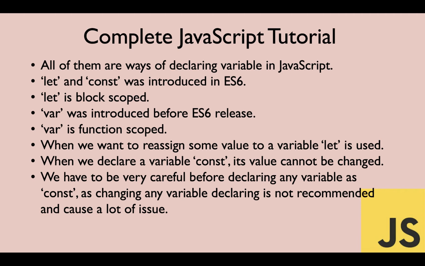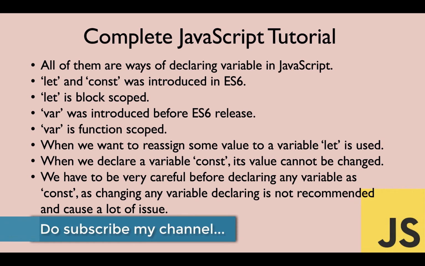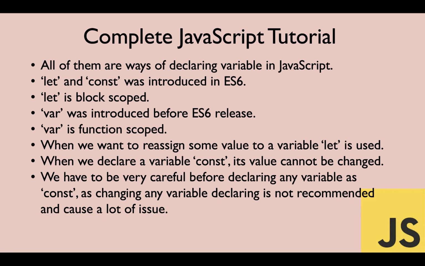There's one more point I want to highlight here: whenever we use constant we have to be very careful, because as I told, it cannot be changed at any point of time. If we have to move from constant to let, it becomes a lot of problem because the entire behavior of the code changes and it causes a lot of regression and bugs. So we should avoid using constant. Only when we are sure that this particular variable will not change and it is as per our requirement, then constant should be used.